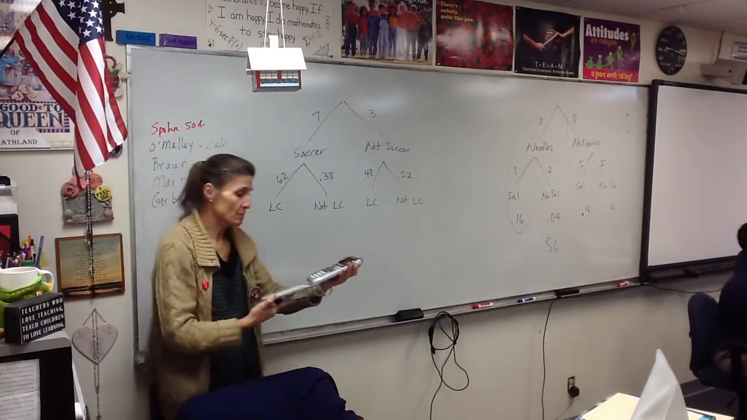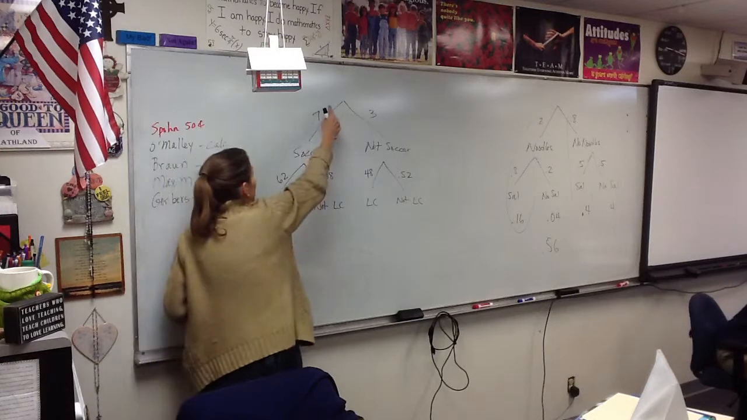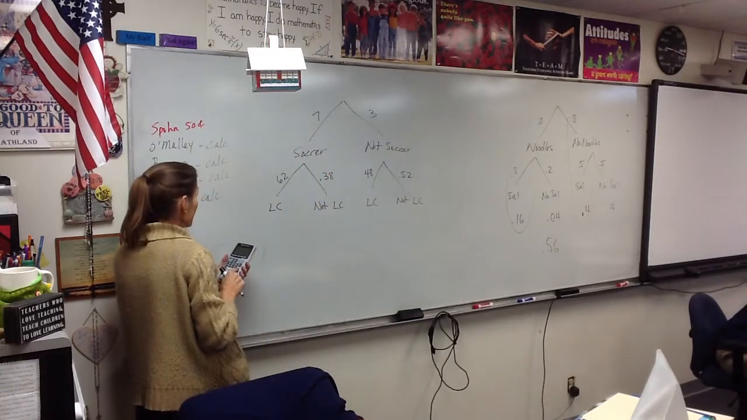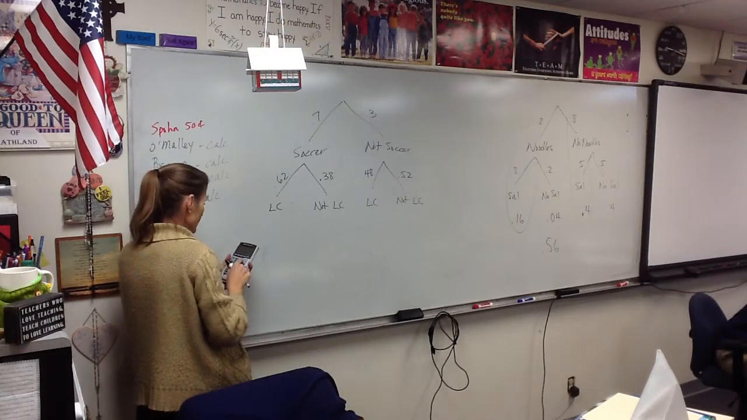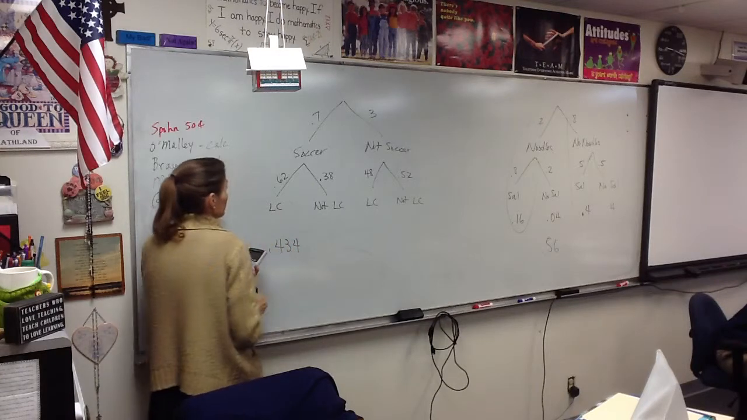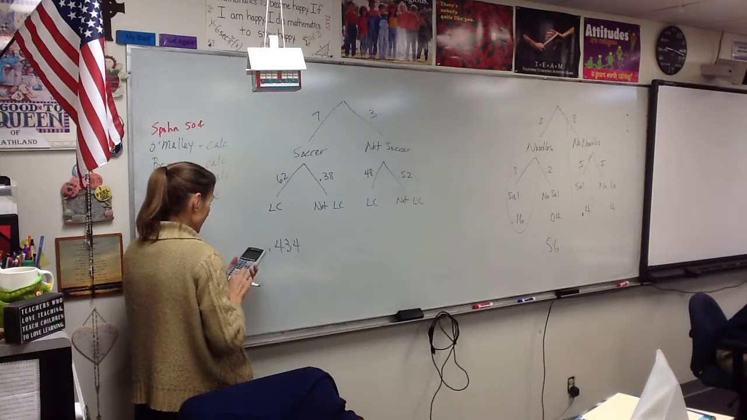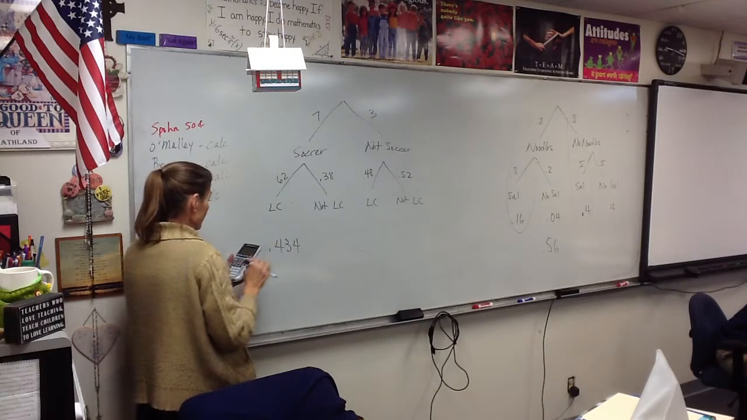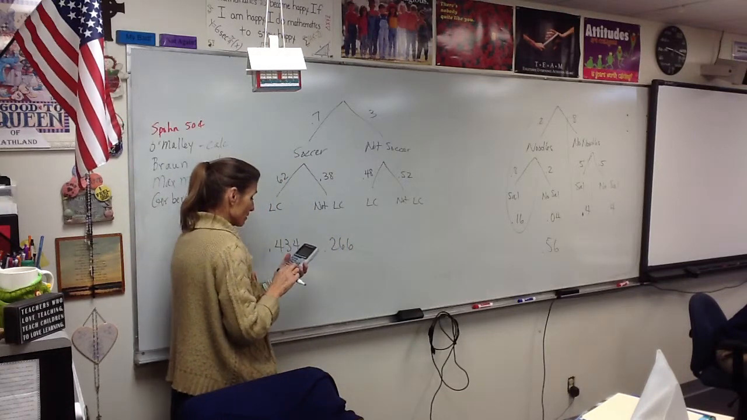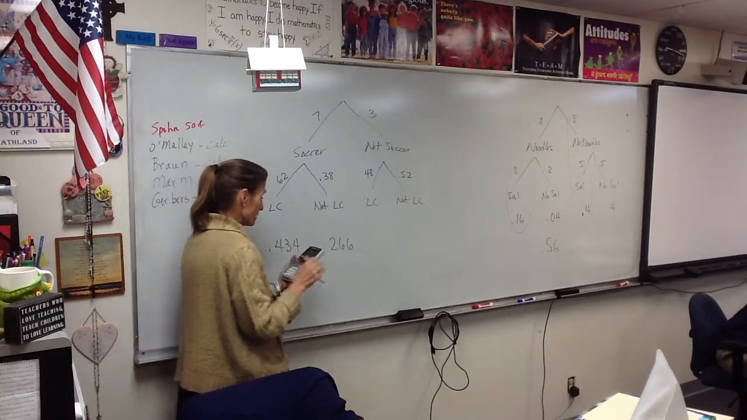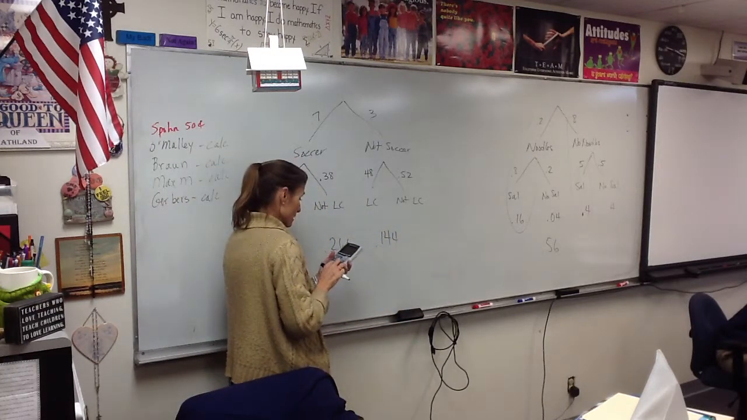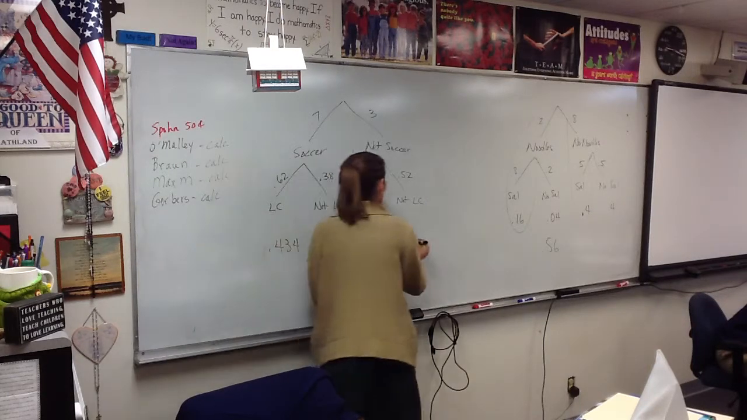Now, each branch. Here we go. This first branch is 0.7 times 0.62, 0.434. 0.7 times 0.38, 0.266. 0.3 times 0.48, 0.144, and 0.3 times 0.52, 0.156.